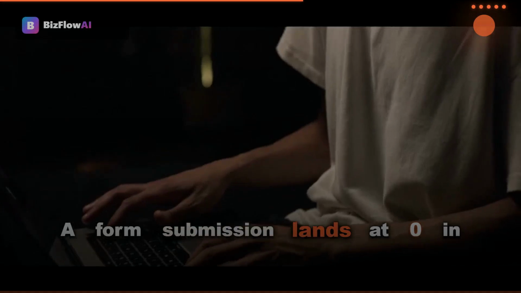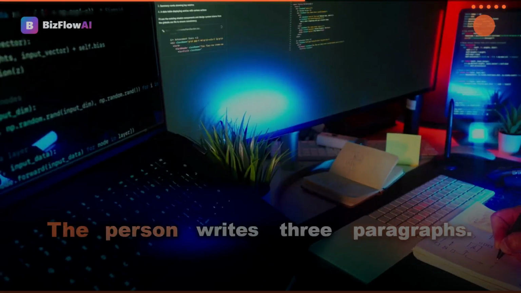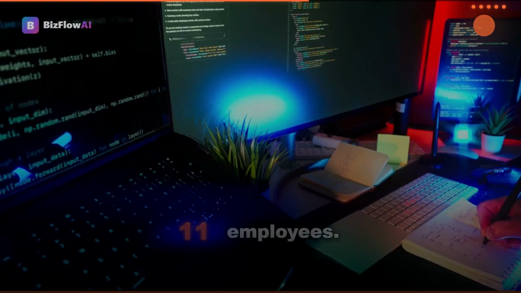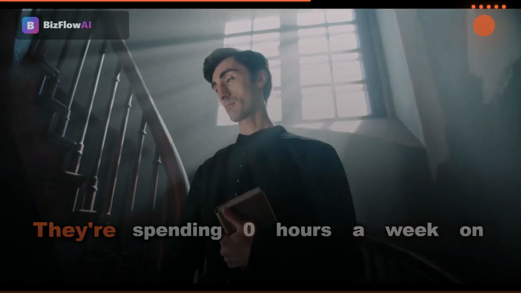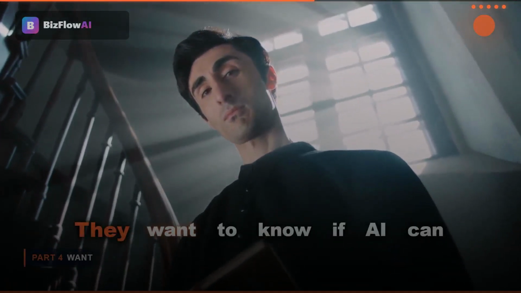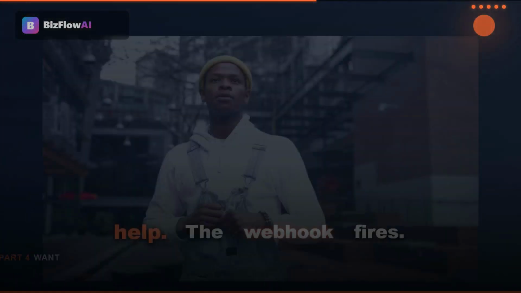A form submission lands at 2 in the morning. The person writes 3 paragraphs. They run a logistics company, 40 employees. They're spending 20 hours a week on manual dispatch coordination. They want to know if AI can help.